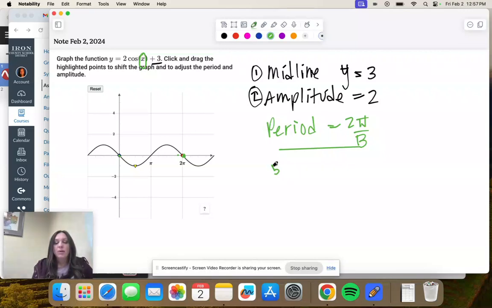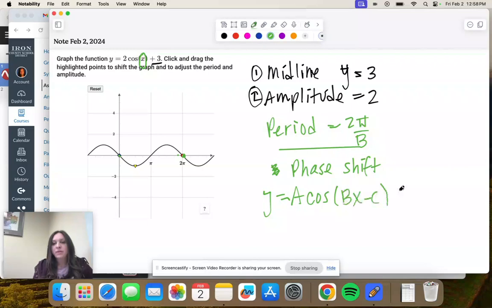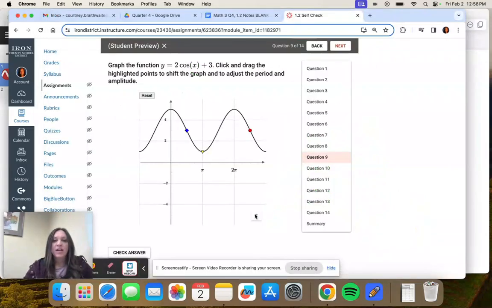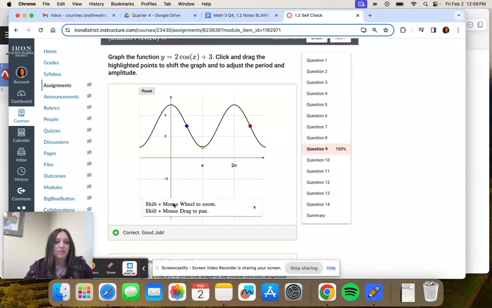And then we want to find the phase shift. But there's not a phase shift. It's just x. Remember our standard form of cosine. So here our phase shift is c over b, but b is 1 and c is 0. So there's no horizontal shift. So this is actually going to be our answer right there.